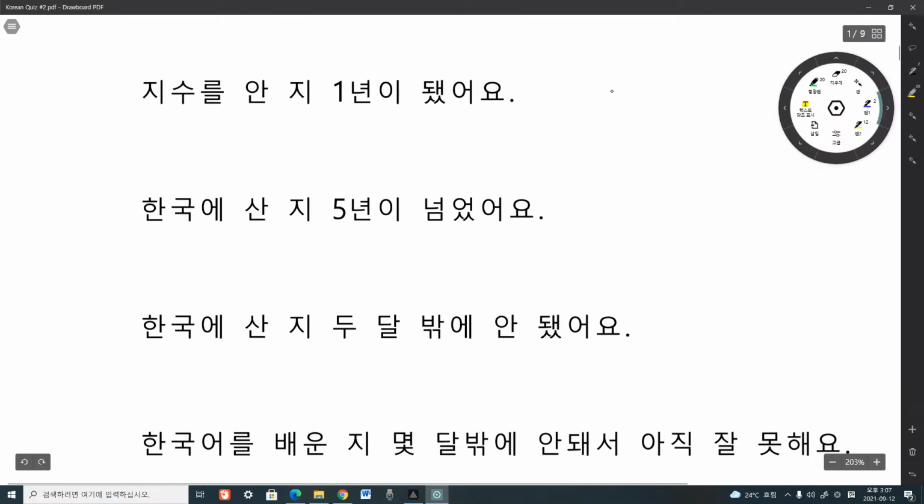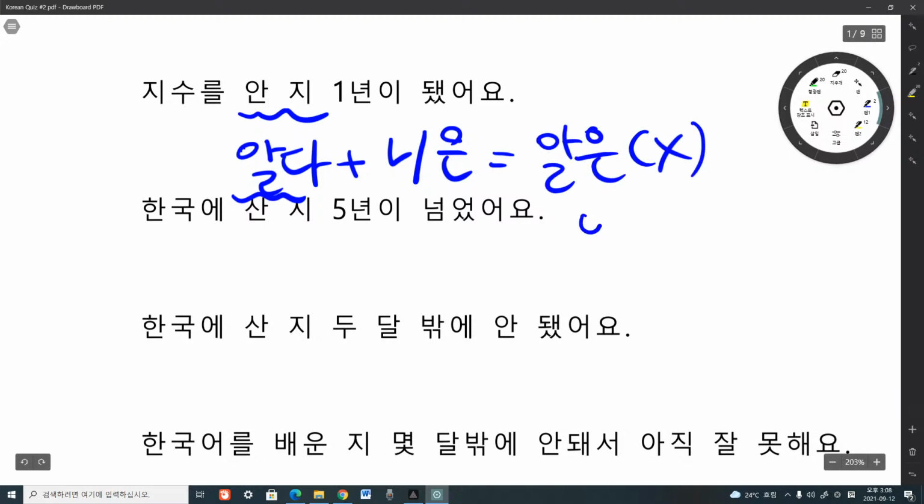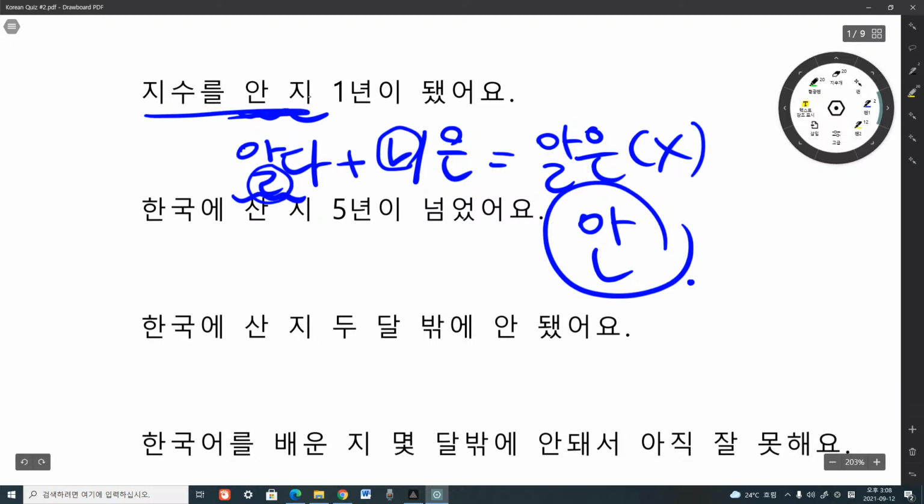지수를 안 지 1년이 됐어요. So 알다, 알죠 여러분. 알다. To know, right? And when 알다 is combined with 니은 받침 or 은, since 알다 is an irregular verb that has 리을 as a 받침, you don't say 알은, right? You say 안. So basically 리을 gets deleted and instead 니은 replaces 리을's place. So it becomes 안. So 지수를 안 지 would mean since I started knowing 지수. Since I've known 지수 1년이 됐어요. It's been a year.